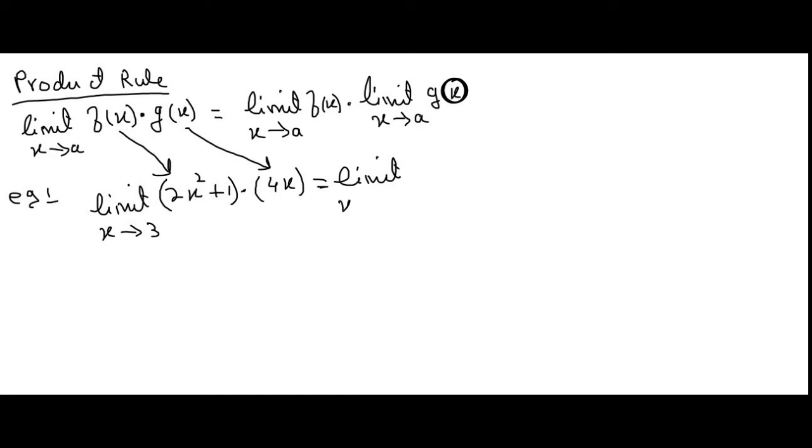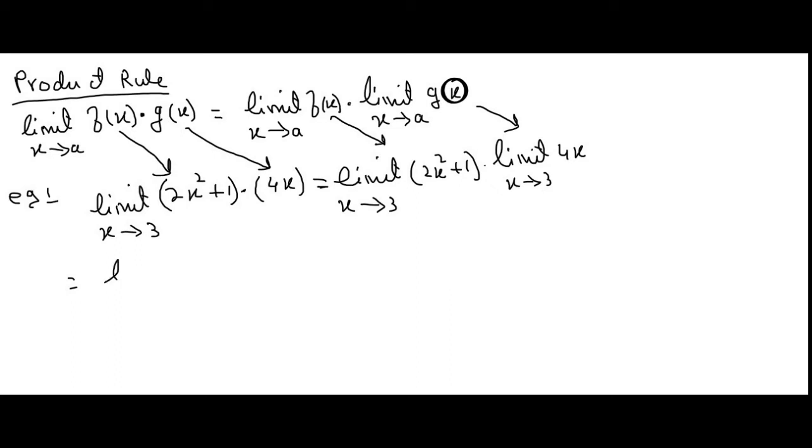Limit x approaches 3, 2x squared plus 1, into limit x approaches 3, 4x. Similarly g of x and similarly f of x. Now we will apply the limit individually to both of these functions.